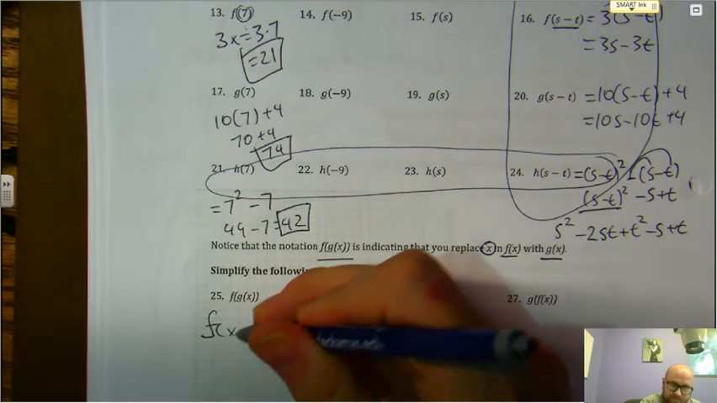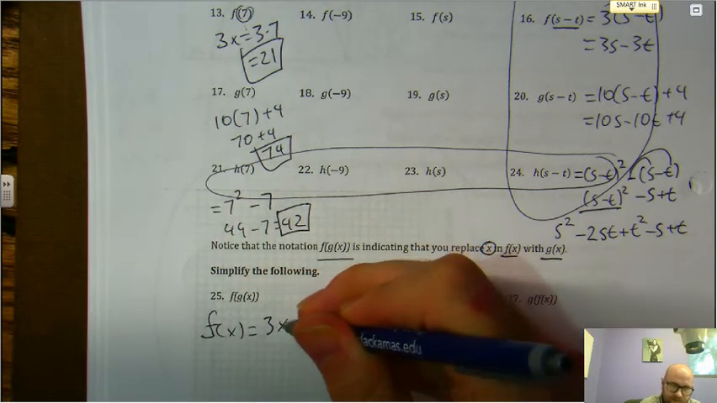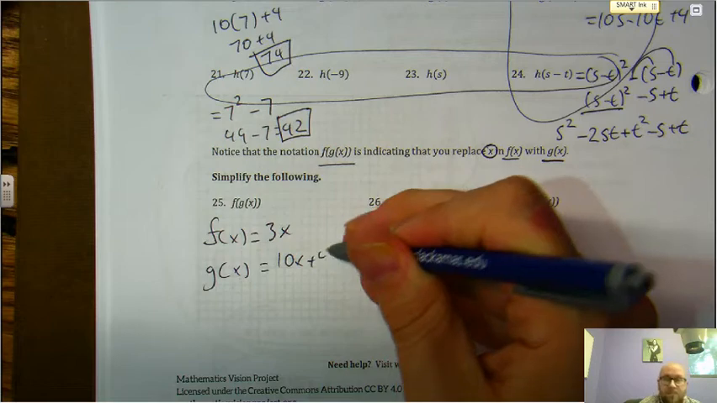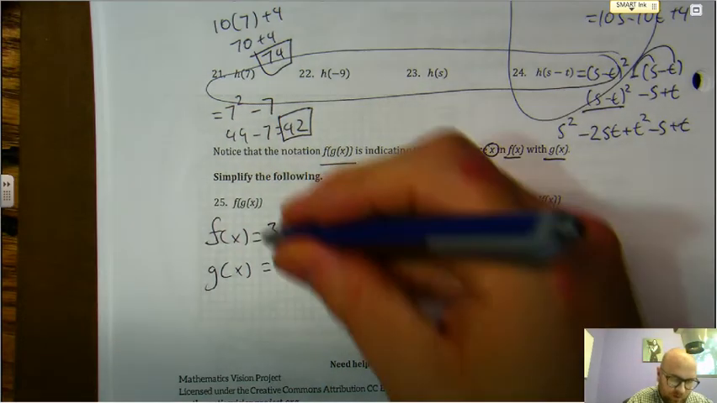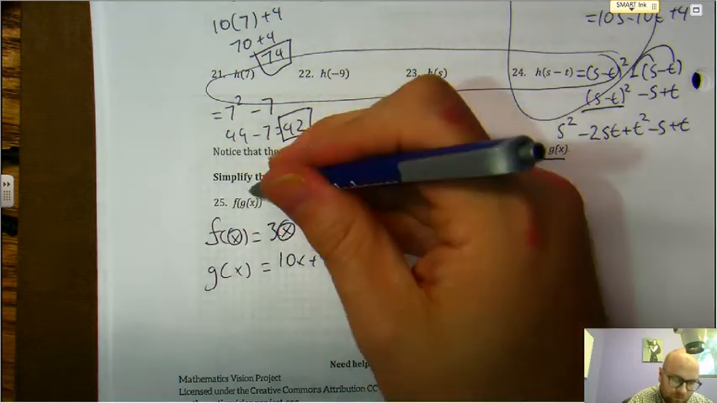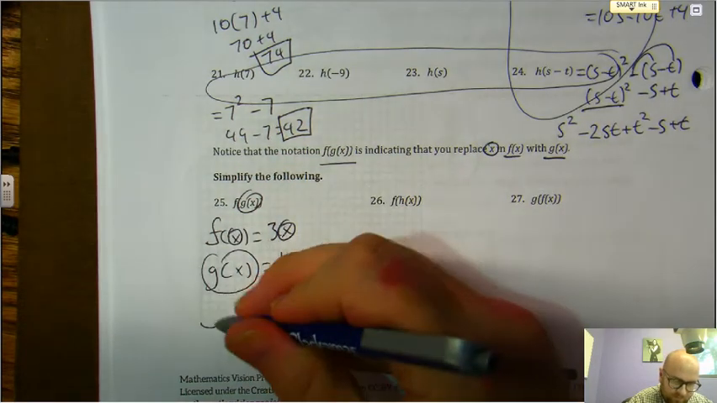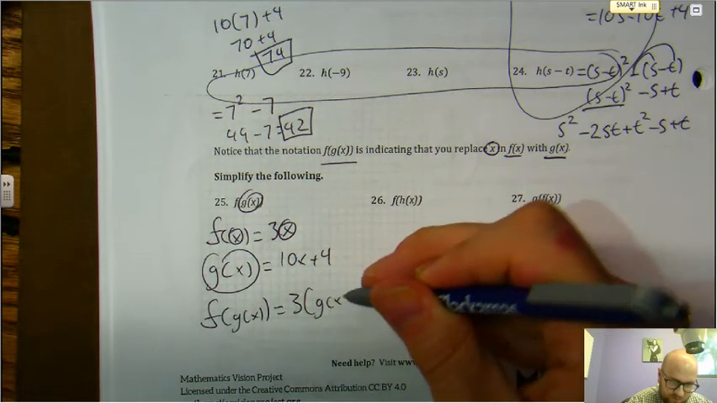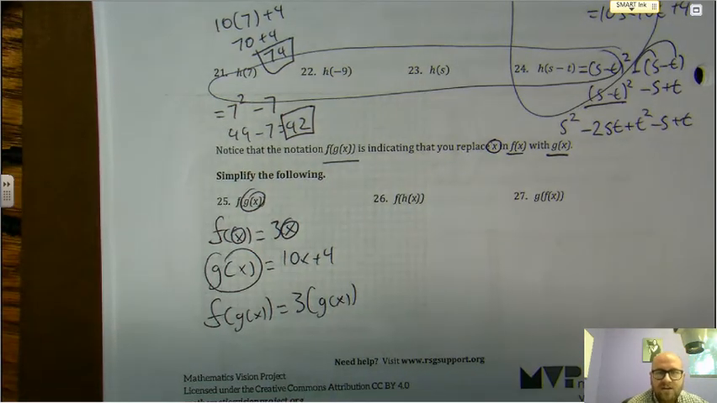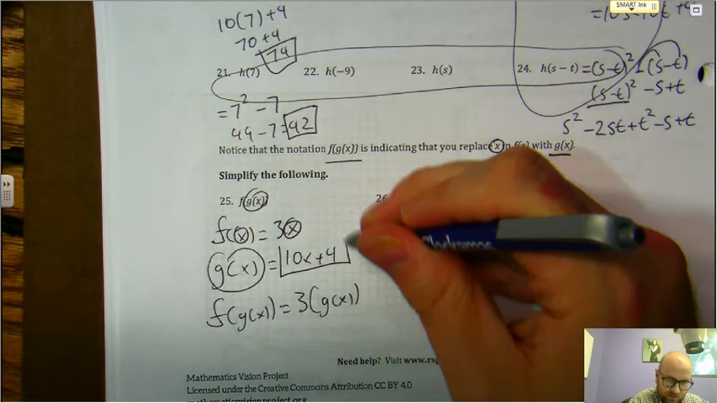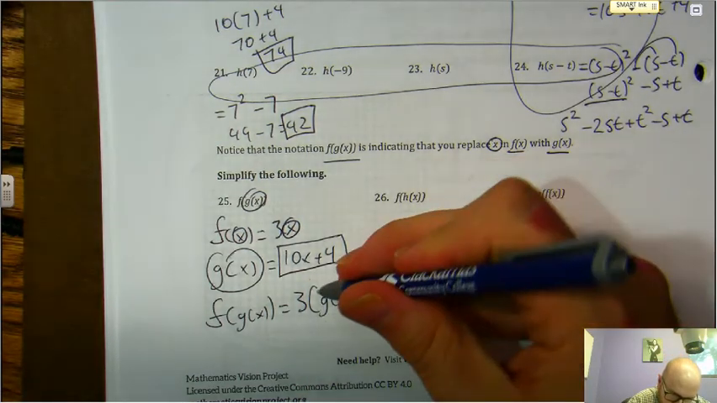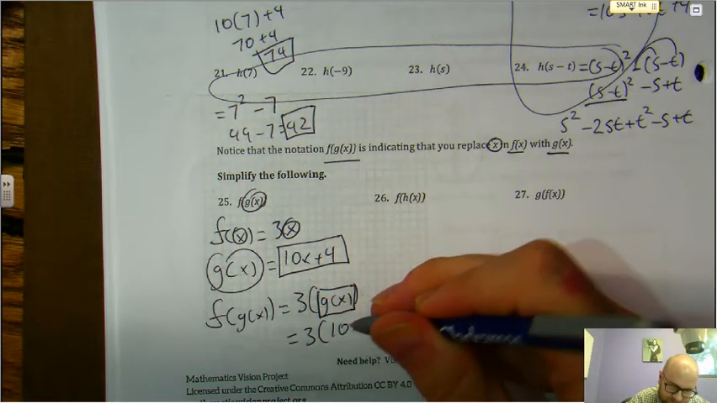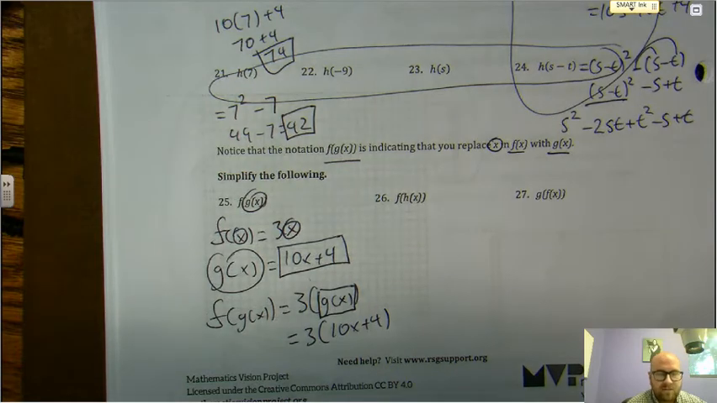So f of x is 3x. G of x is 10x plus 4. And so what we're going to be doing here is where our x was, we're going to be putting g of x in. So f of g of x equals 3 times g of x. Okay? Except we know g of x actually means something. G of x actually means 10x plus 4. So instead of writing g of x here, I can instead write 3 times 10x plus 4. And now I can simplify and evaluate it.